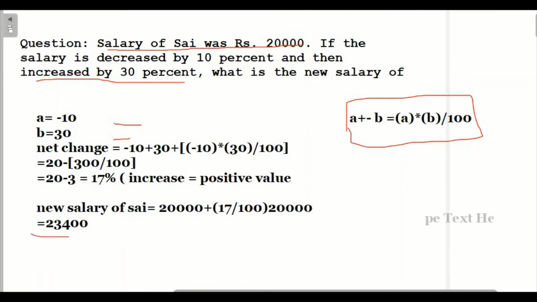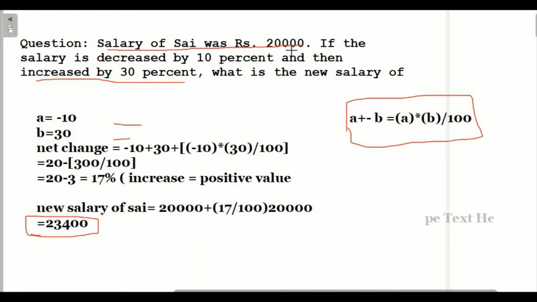So if you are having a problem in the increase as well as in the decrease percentage, you have to use the formula a plus or minus b plus a into b divided by 100. This is a very easy method to sort out your problems. So here we have the question.